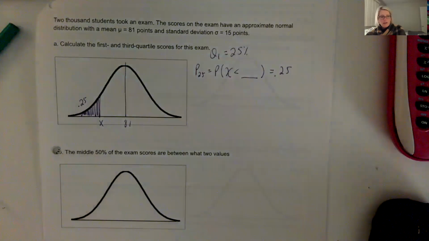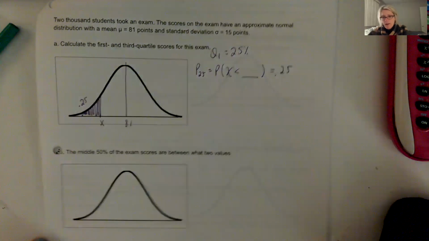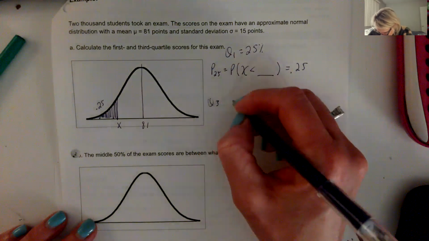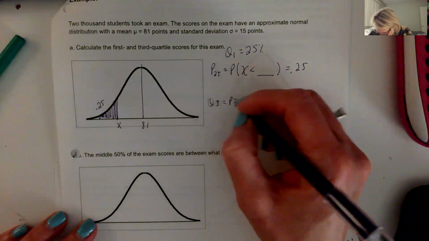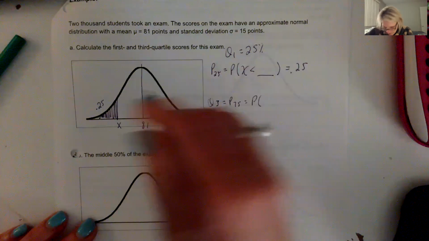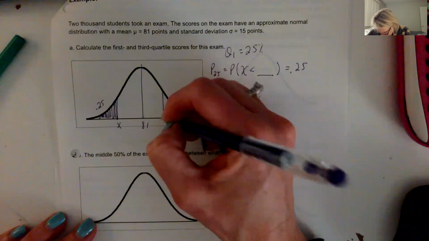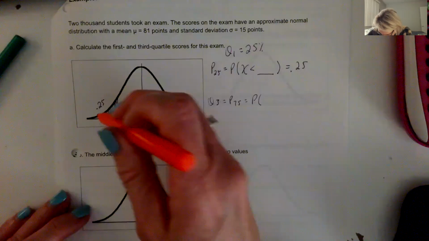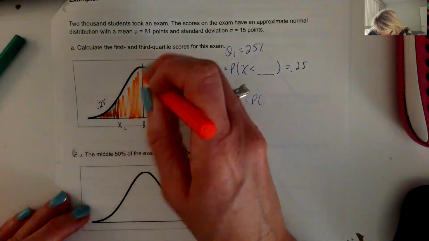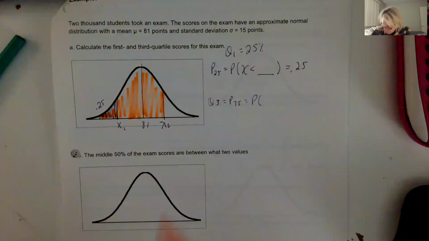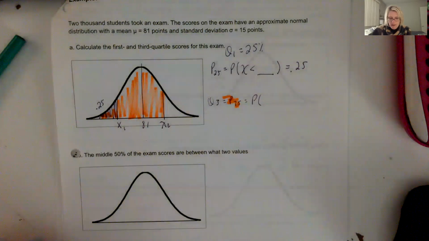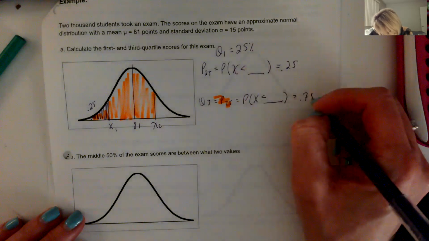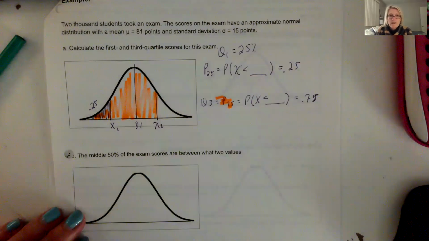And then let's mark what's going to be the one for the Q3, and then we'll just go find them both at the same time. So Q3 is P75, 75th percentile. So let's mark where that is. So that's going to be over here somewhere, X2. And I'm going to shade all of this area, right? All of that area is P of 75. So that one is going to be the probability X is less than something is equal to 0.75. So we're going to go find both of these in Desmos.